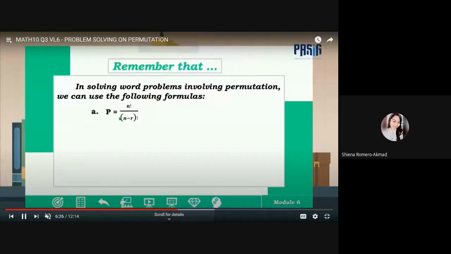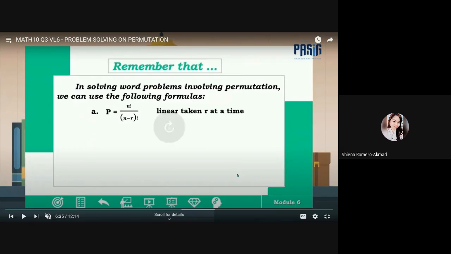Remember that to solve for word problems involving permutation, you can use the first formula for linear arrangement. Ibig sabihin sa row or line or shelf, pwede yun, arrange na sila. Or may pili kayo ng persons to be the president, the vice president, yung mga ganong situations, like pipili kayo ng champion, ng first runner-up, second runner-up, and so on. There are positions to consider. This is the formula to use.